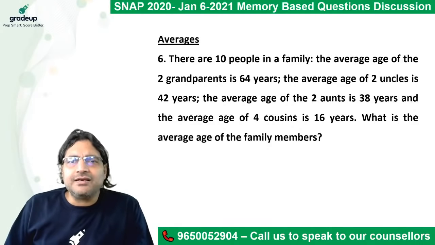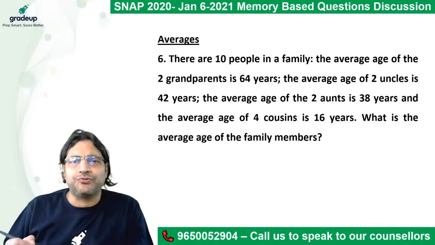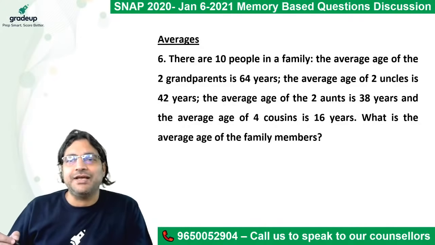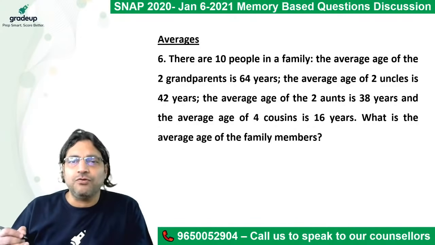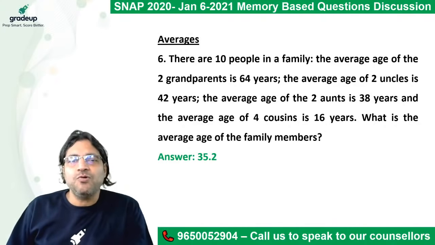There are 10 people in a family. The average age of 2 grandparents is 64 years. The average age of 2 uncles is 42 years. The average age of 2 aunts is 38 years. And the average age of 4 cousins is 16 years. What is the average age of the family members? It came out to be 35.2 years. This was your question number 6.